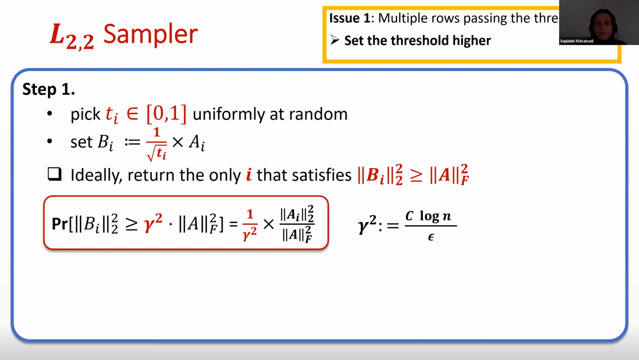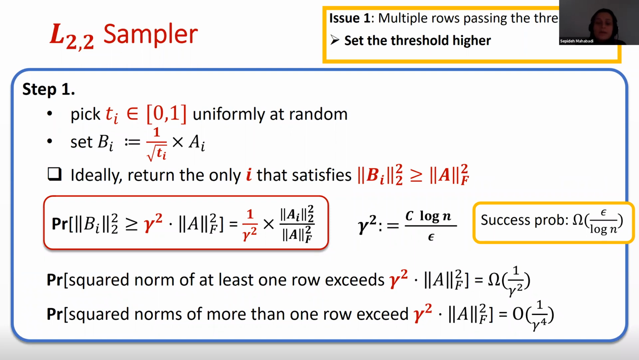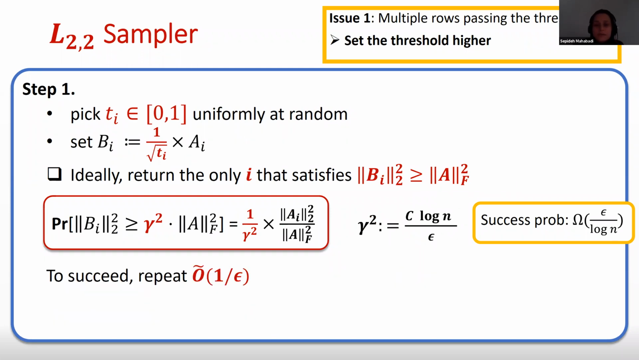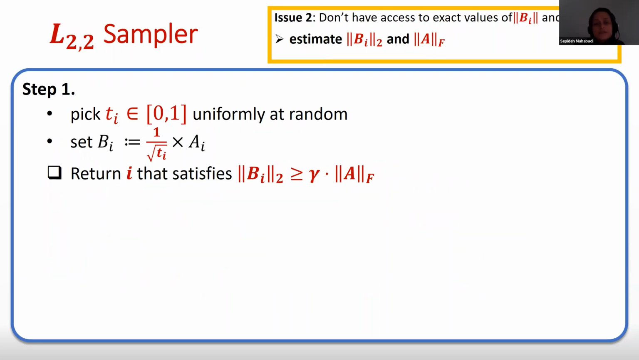Okay, so the first issue: there might be multiple rows passing the threshold. What we do is simply increase the threshold by a factor of, say, C log n over epsilon. Now the probability that one row passes this threshold becomes lower, but the probability that multiple rows pass this threshold becomes even lower. So we create a gap, and therefore by repeating this process roughly 1 over epsilon times, this will give us the success probability that we are looking for. Then, for the second issue, instead of checking for the norm of Bi being larger than the Frobenius norm of A, we check for a higher threshold: the norm of Bi being larger than gamma times the Frobenius norm of A.